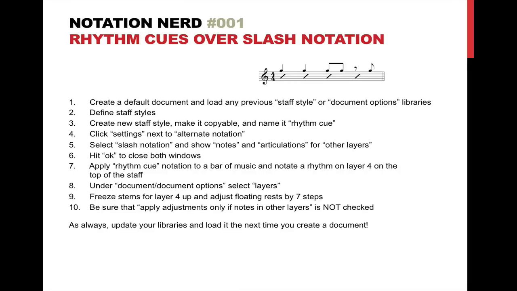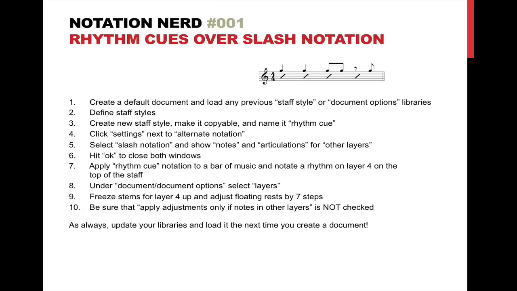The next thing is we're going to define a staff style, create a new one called rhythm cue, and change the setting to alternate notation, select slash notation, and make sure that we're showing our notes and articulations and other layers. Close both windows. We're going to apply that new rhythm cue notation to a bar of music, and write on layer 4 a particular rhythm that we want to be able to see.